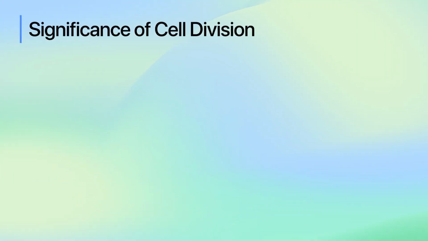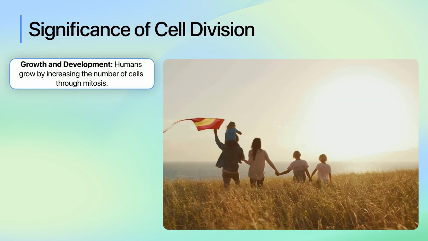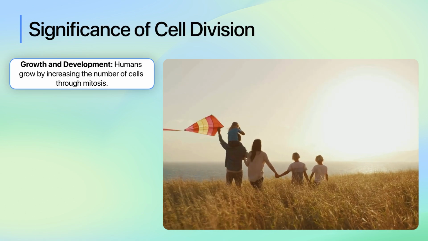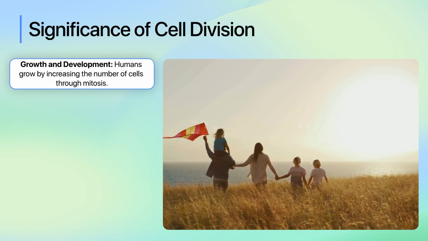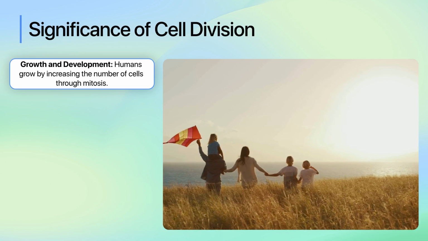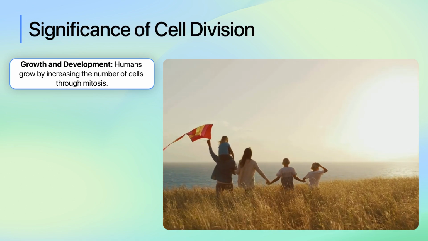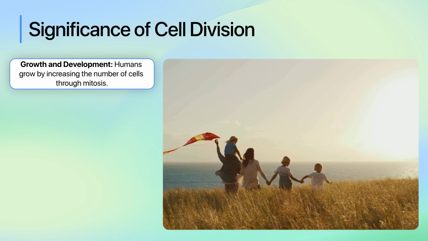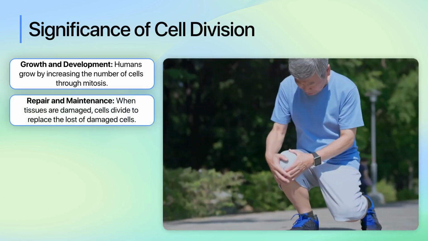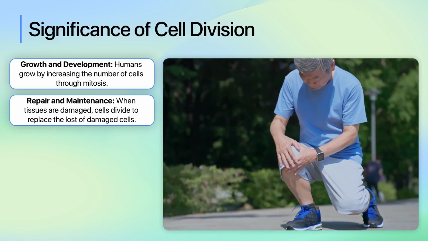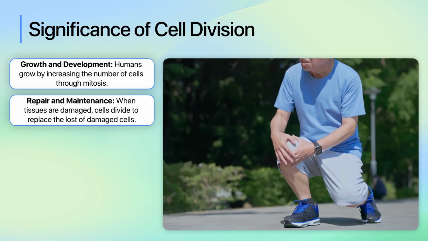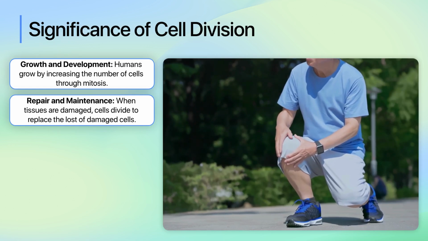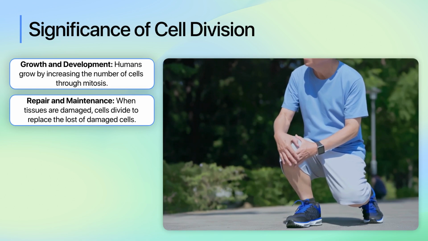Cell division through mitosis is crucial for several reasons. Firstly, cell division is crucial for the growth and development of human beings, from embryos into full adults. Multicellular organisms, such as humans, grow by increasing the number of cells through mitosis. This also applies to the development of embryos in their earliest stages. Secondly, cell division is required for the repair and maintenance of the body. When tissues are damaged, such as when you get a cut, cells divide to replace the lost or damaged cells, ensuring that tissues function properly.